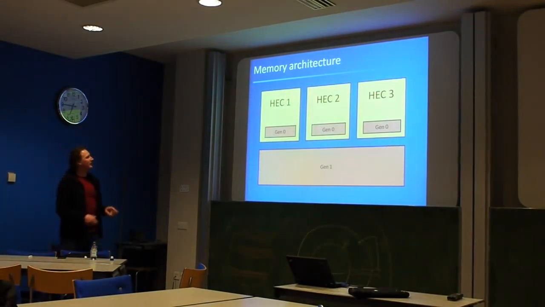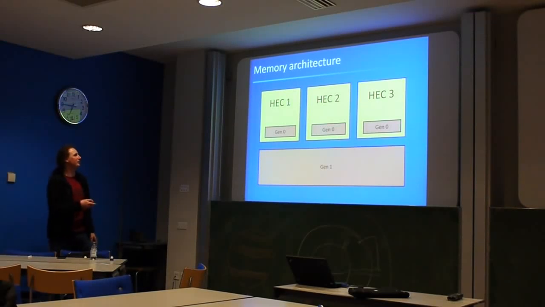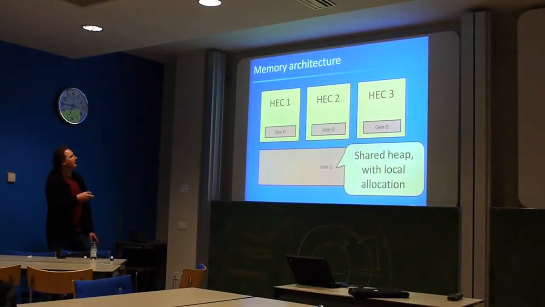So the kind of architecture that we arrived at in Haskell looks a bit like this, although it's quite simplified. In each of the hex, there's what's called a generation 0. This is a generational garbage collector, where objects are allocated into the memory in generation 0. And then the garbage collector runs, and anything that's still alive when it runs is copied down into generation 1. And everything in generation 1 just stays there. So what this means is that we've got a shared heap and local allocation. Each of these hex, the threads running on them, can allocate purely to local memory.